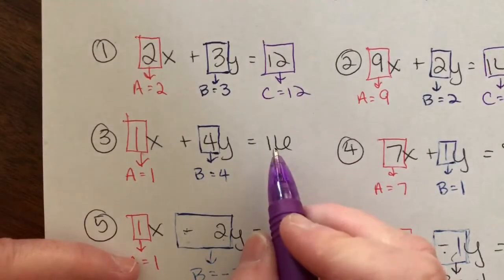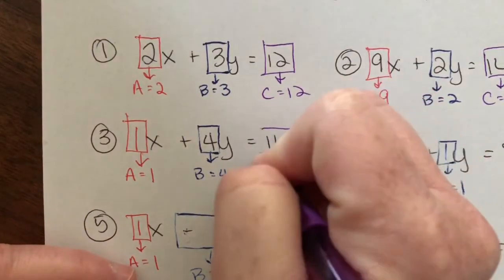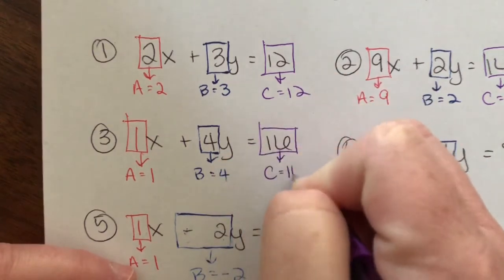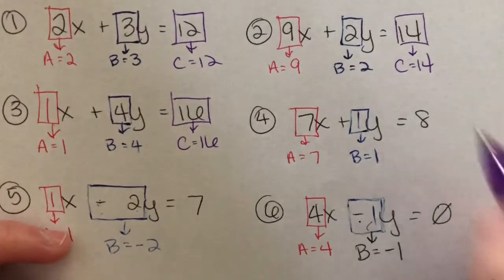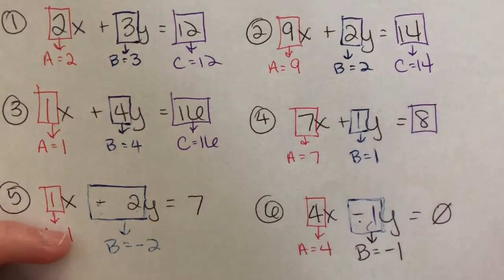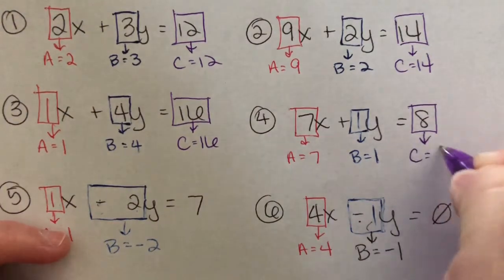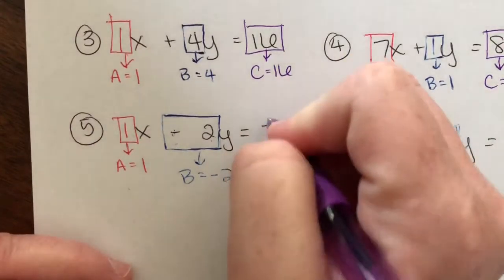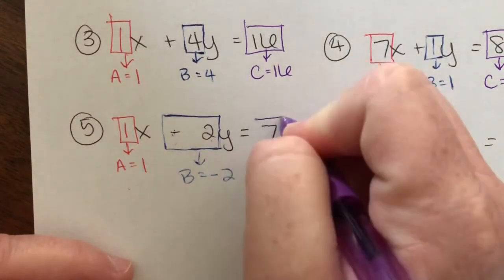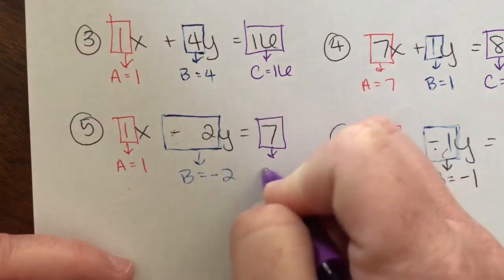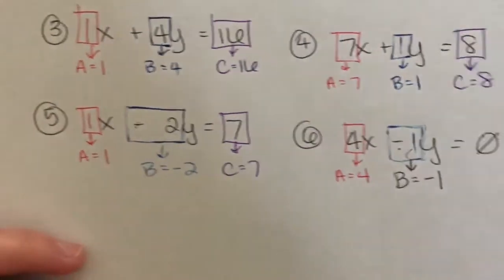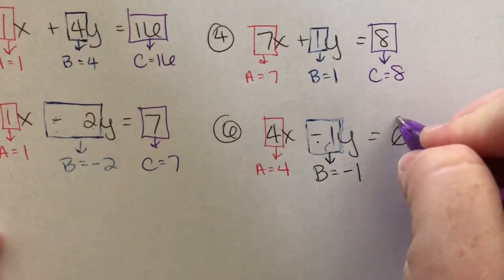Number 3 equals 16. C is 16. Number 4 equals 8. So C is 8. Number 5, x plus y equals 7. So C is 7. And number 6, it's a 0, but that's okay.